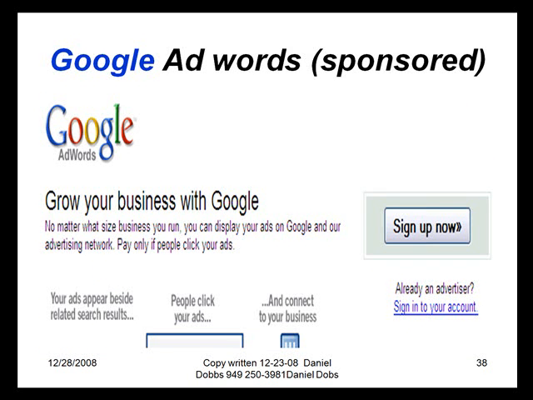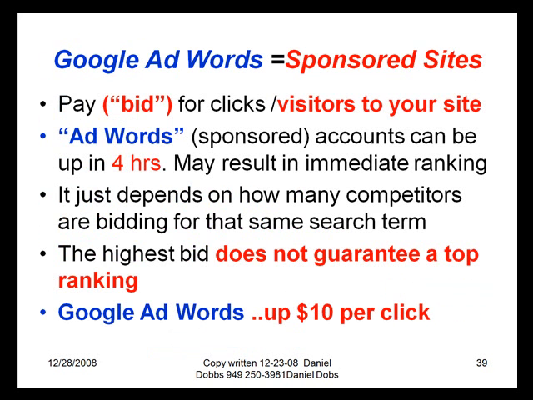Should you choose to pay for clicks, you will be setting up your account through Google AdWords. Here's the home page that you will go to start creating your account. The Google AdWords, otherwise known as sponsored sites, you will actually pay for clicks in a bidding process. An AdWords account can be set up in as little as 4 hours and may result in an immediate ranking of your site. It just depends on how many competitors are bidding for that same search term.